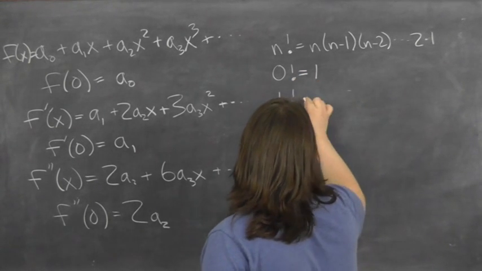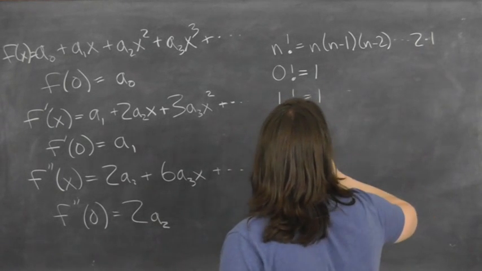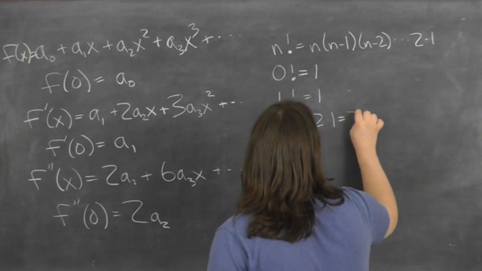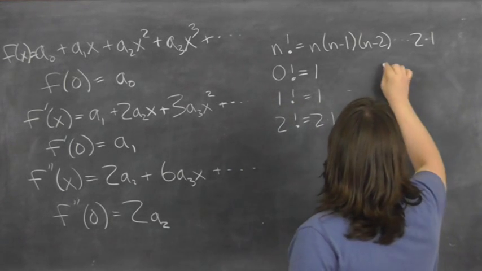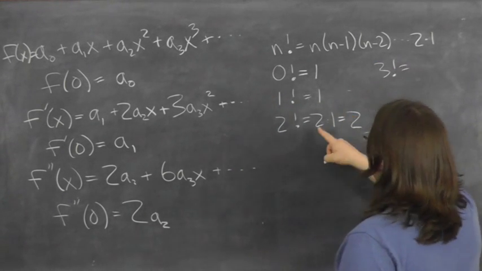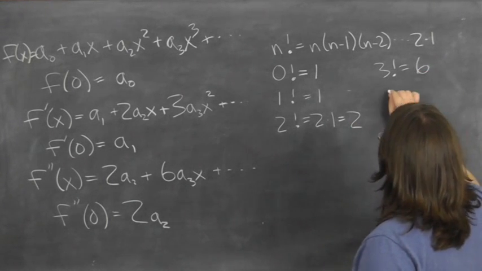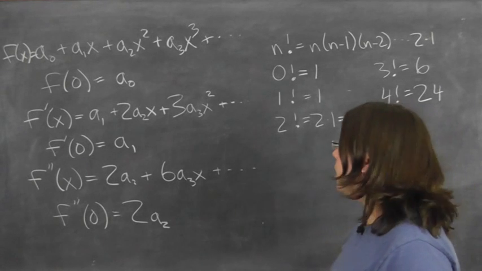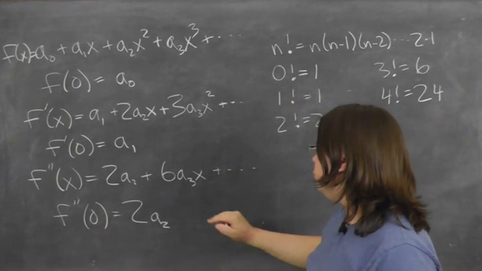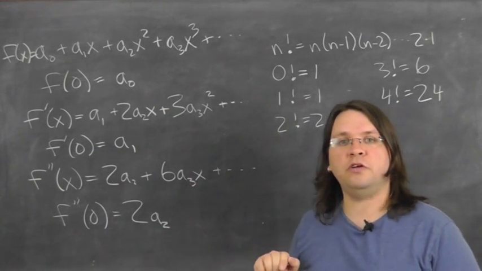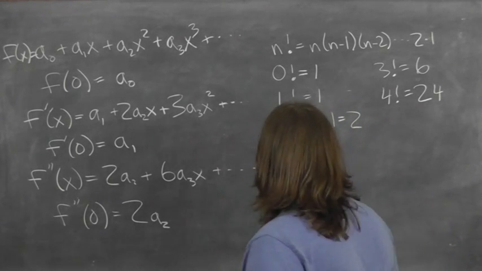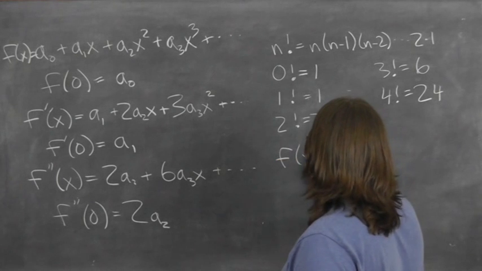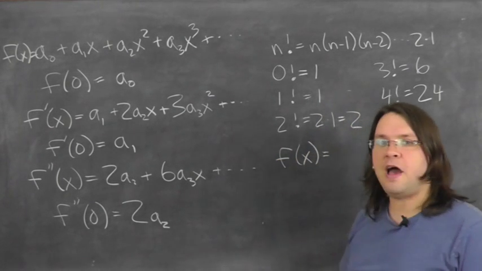1 factorial is also 1 because it's just 1 multiplied with itself. 2 factorial is 2 times 1, which is 2. And finally, 3 factorial is 3 times 2 times 1, which is 6. And if you went one step further, 4 factorial would be 24. And if you took this process 2 steps further, so we get to the fourth derivative, you'd also see some 24s appearing.